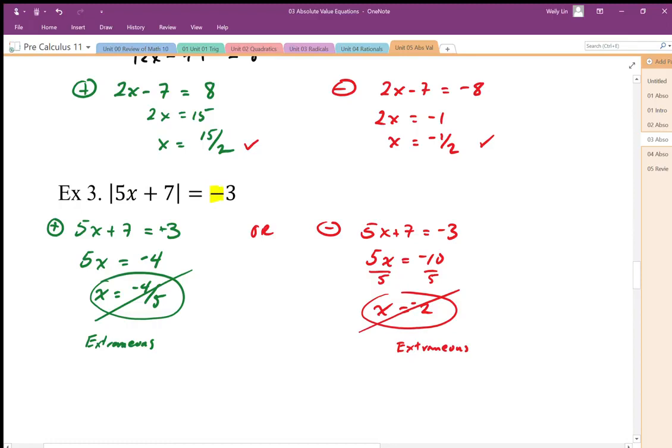So we could actually determine extraneous solutions by inspection here. By inspection, we could have said, yeah, absolute value doesn't equal negative. Therefore, although we can generate two solutions with our algebraic process of undoing, they're generating solutions that don't exist.